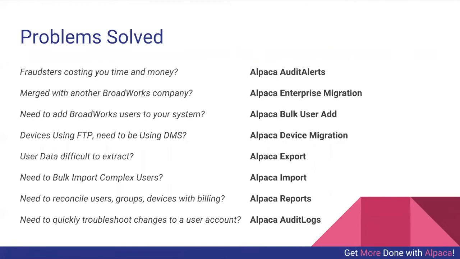Let's say you've got a BroadWorks platform. Maybe you're one of those folks that has a BroadWorks platform that really don't want to be on a BroadWorks platform anymore. Maybe you merged with another service provider that has a non-BroadWorks platform that has more customers on it, or that you like better. The Alpaca export tool, which works very similar to the enterprise migration tool, gives you the ability to export your data from BroadWorks into an Alpaca format that's machine readable.